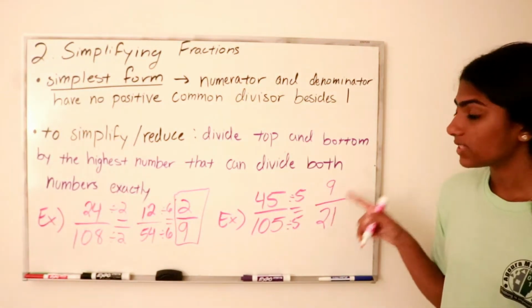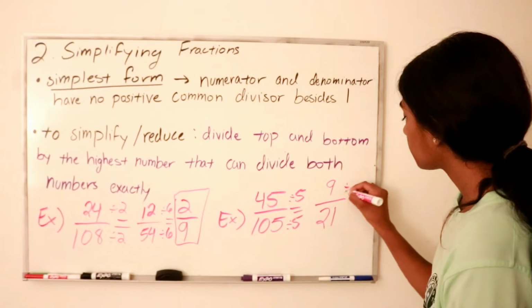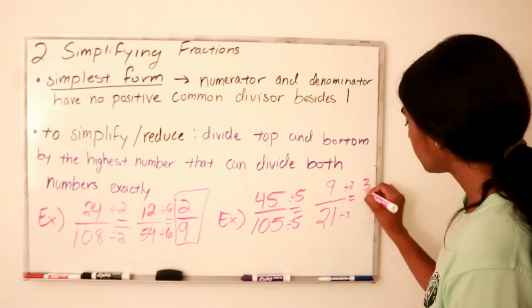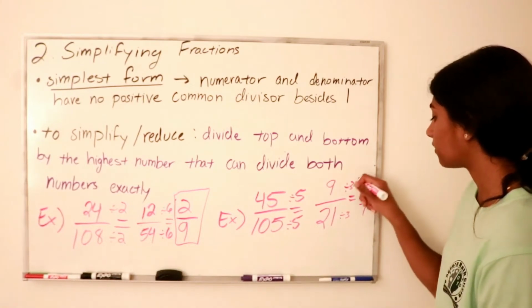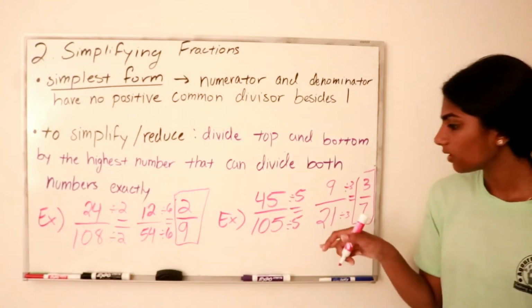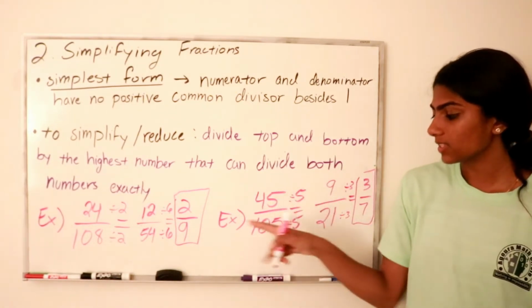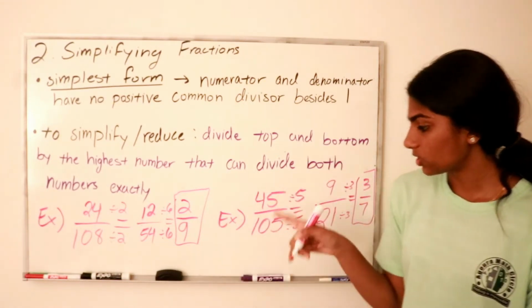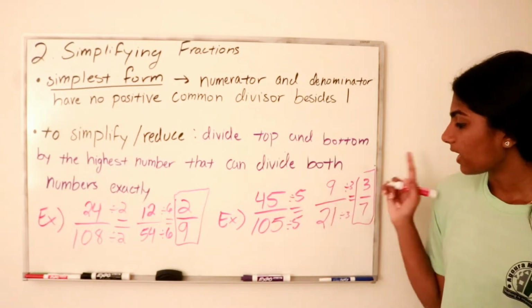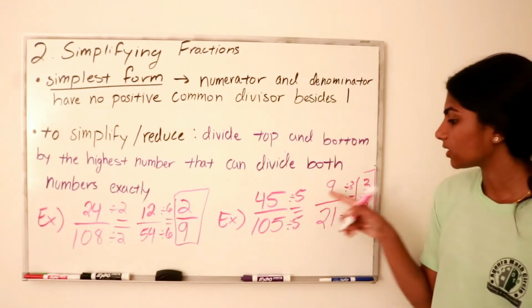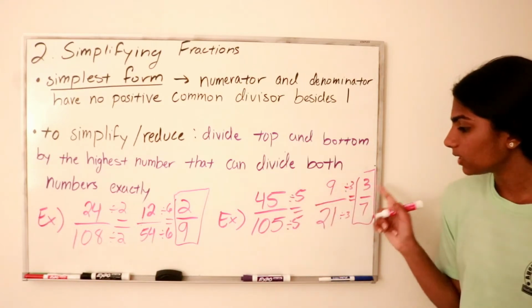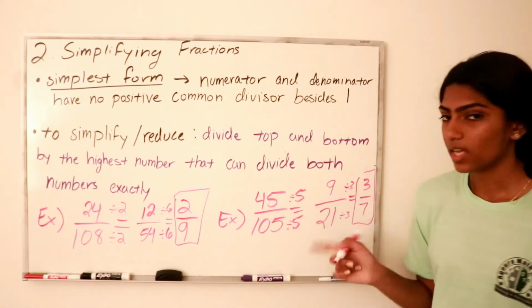And I know I can divide this even further. So divided by 3 equals 3 over 7. And that's all I can go. So 45 over 105, I can simplify that to 3 over 7. Now again, you can do this much quicker by just doing the greatest common divisor. And I can find that out by doing 15. So 5 times 3 equals 15. So I know that 45 divided by 15 equals 3, and 105 divided by 15 equals 7.